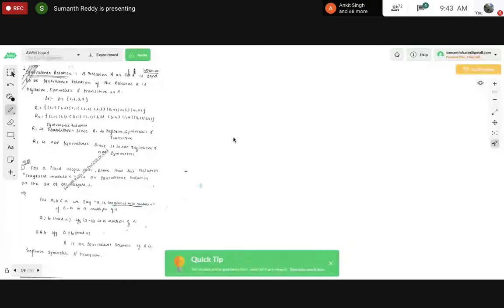If I say A is congruent to B modulo n, I can write it symbolically like this: A is congruent to B mod n. This is possible only when A minus B is a multiple of n. I'll give you an example. If I write 4 is congruent to 2 mod n, is it valid or not? It is definitely valid, because what is 4 minus 2? And the n value I will take as 2.